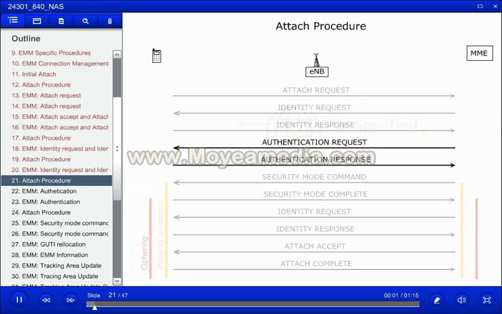The purpose of the EPS authentication and key agreement procedure, called AKA, is to execute mutual authentication of the user and network, and also to agree on security keys. The security key to agree upon is KASME, Key Access Security Management Entity. The EPS AKA procedure is initiated and controlled by the network.